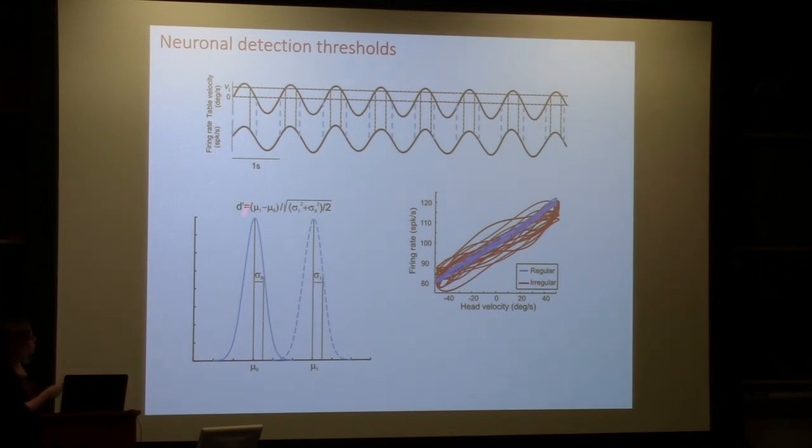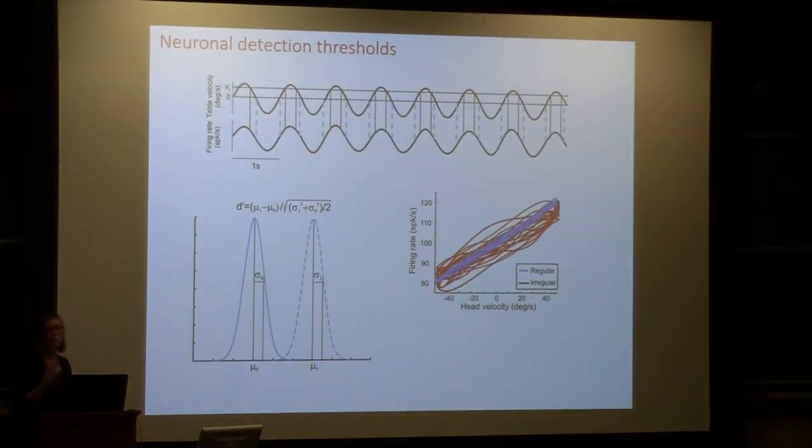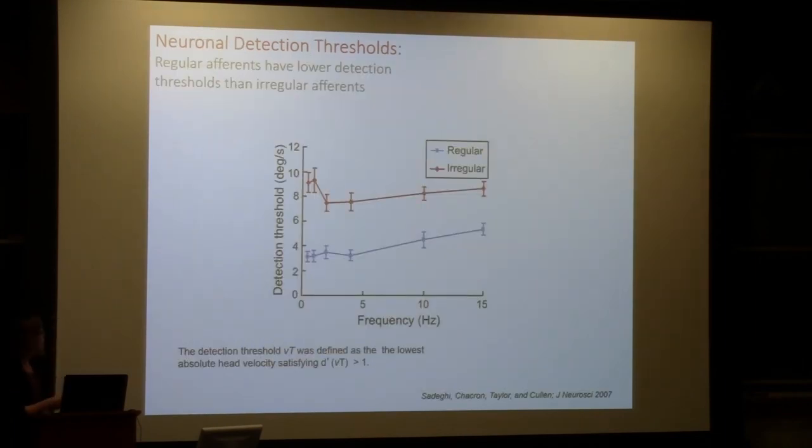And then when you compute your D prime for, say, a regular versus irregular, and this shows firing rate as a function of head velocity for a regular versus an irregular, you can guess as you cut through 0 that the distribution for the regular will be much tighter than the irregular. So you can predict already that regular neurons are going to have much better discriminability. And that's what's shown here. If you look at regular afferents, they can discriminate at best between 2 and 3 degrees per second of motion, whereas the irregulars have much higher thresholds. You need a lot more motion to know if you're moving one way or the other.